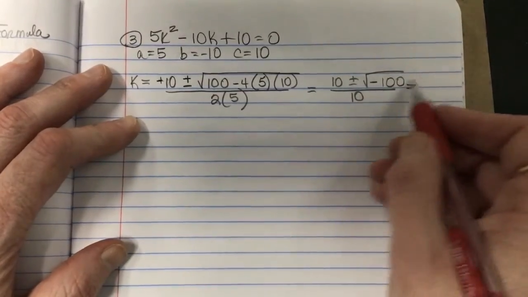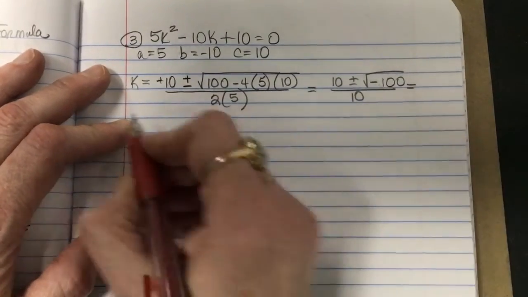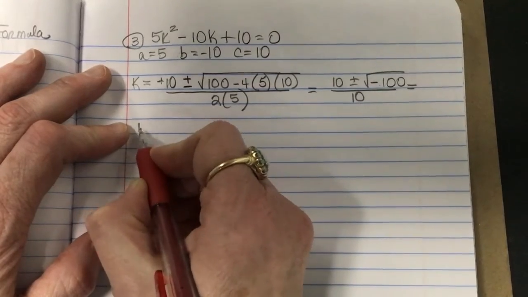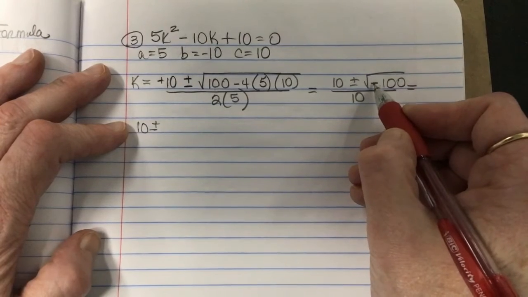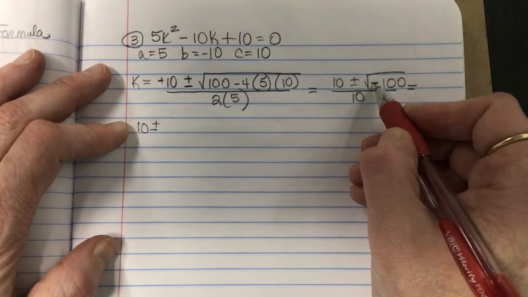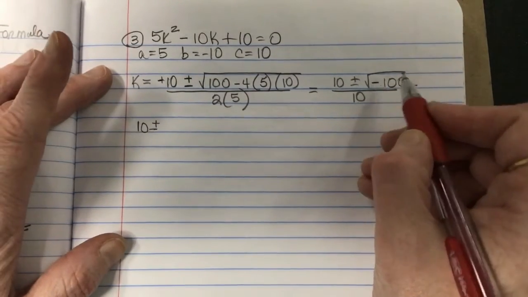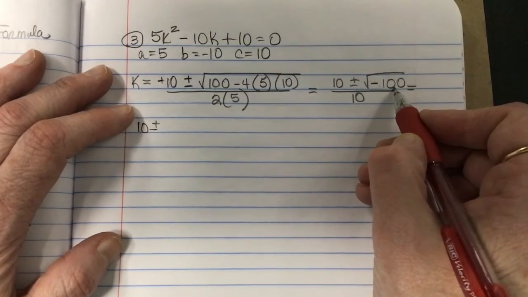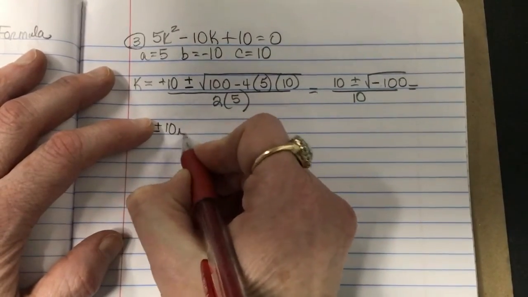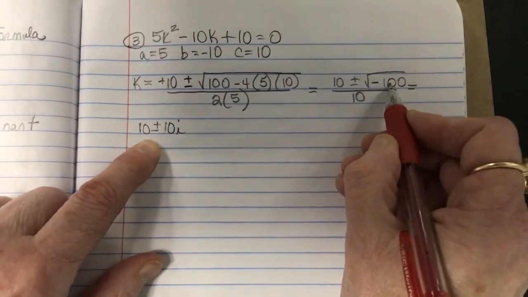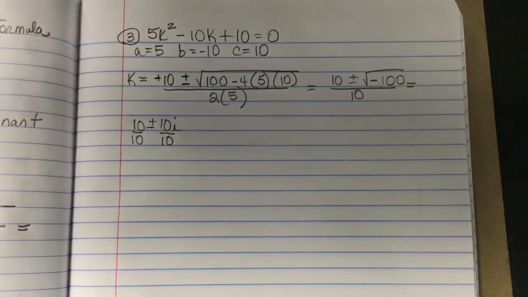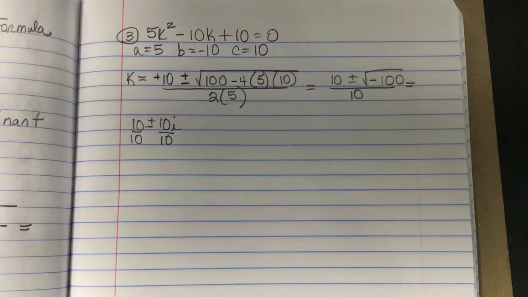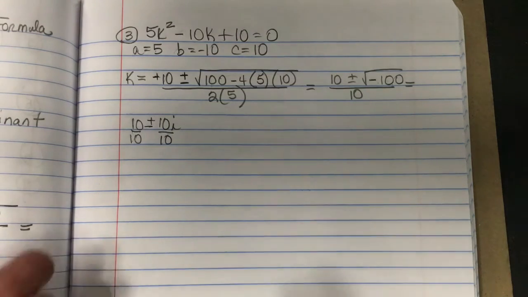Okay, so now we can break that down. Let's do the top first: 10 plus or minus. Now, can you do that in your head? What's the square root of -1? I. And what's the square root of 100? So it's going to be 10i. That's your top. Now, if you want to save some steps, go ahead and distribute that 10. If there are i's or a radical left in it, you want to distribute it.